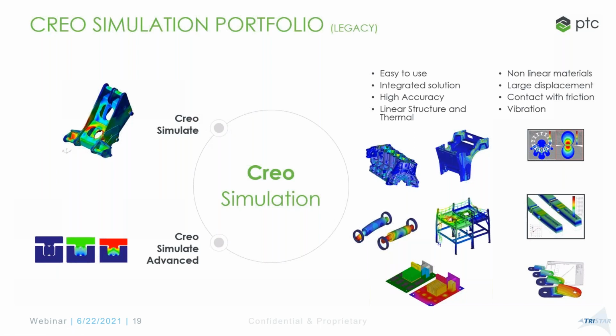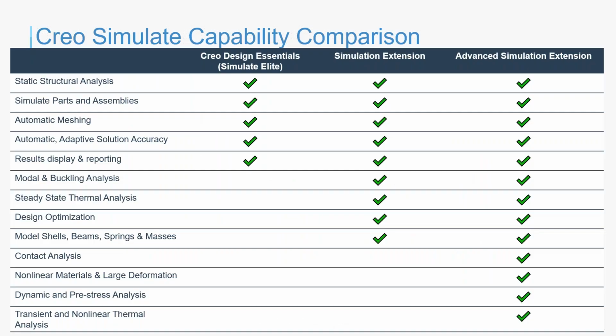You want to do that higher fidelity, more accurate analysis with certain capabilities that are not yet available in the Ansys products in there. So again, those who are using Creo Design Essentials right now, the base license, you do have a little bit of static structural analysis, automatic meshing, results reporting on Creo Simulate, but then Creo Simulate Extension and Advanced Extension gives you some additional capabilities, right?